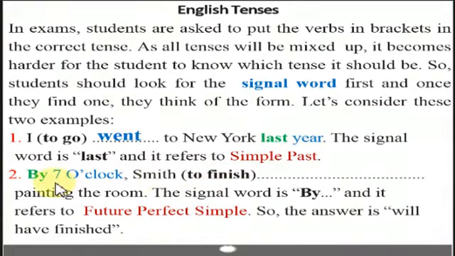Another example, number 2: by 7 o'clock. هاد by 7 o'clock كتشير هي اللي كتشير للفيوتشر بيرفكت، يعني المستقبل التام.